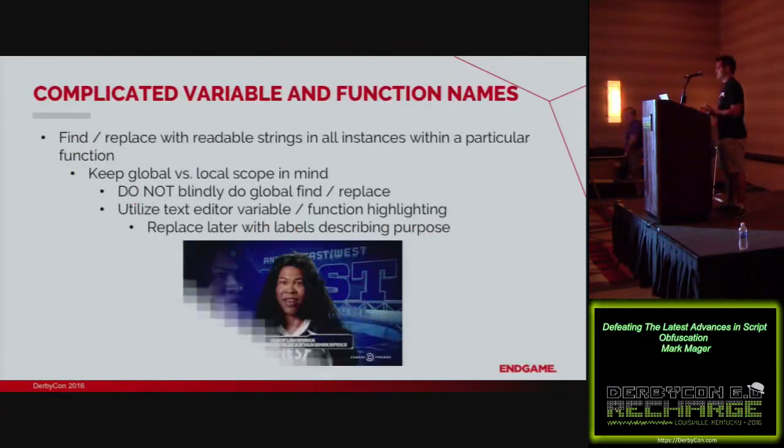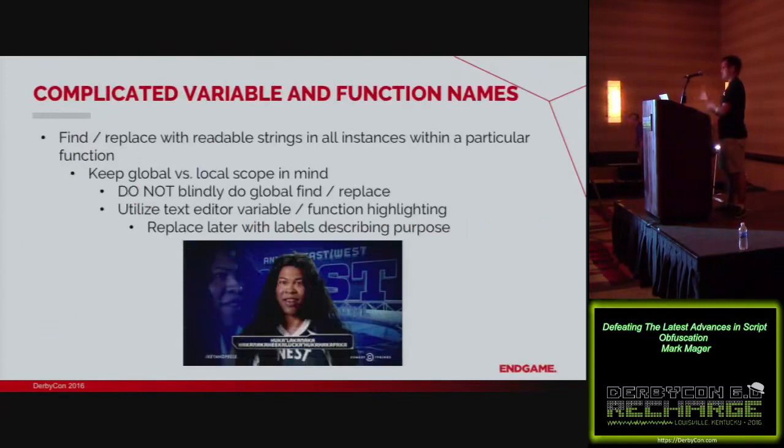Probably the most commonly seen obfuscation technique, and one that's definitely the most prevalent, I would say, is the use of complicated variable and function names. Strings containing a combination of upper and lowercase letters, numbers, and symbols are pretty difficult to look at and are difficult to tell apart at first glance. So the idea here is that we want to replace them with more descriptive, easier to digest names that our brains can actually go over much quicker.